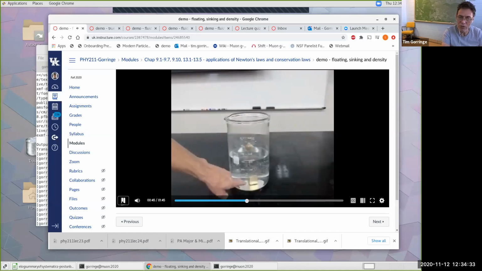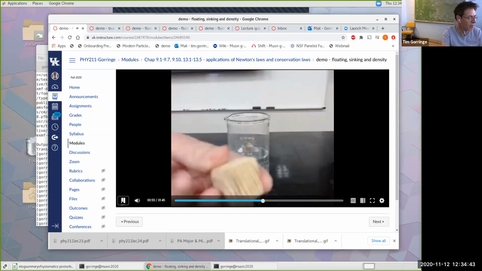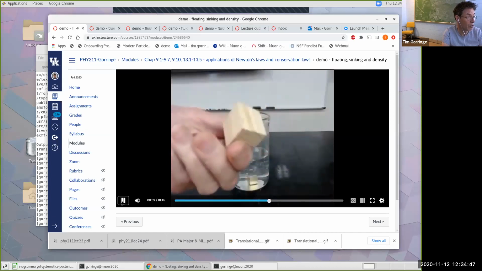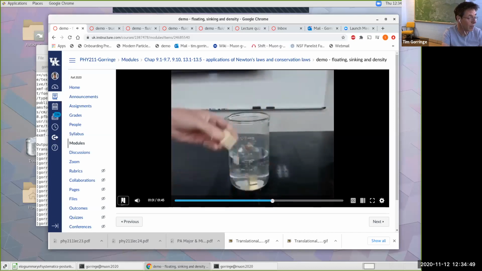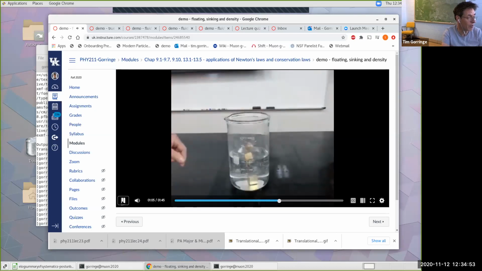So why did the gold sink? That's an interesting question. So we've got one object floating, the wood, one object sinking, the gold. I've got another piece of wood here. This was a piece of balsa, which is a very light wood. And I'm just going to drop that in, and that really floats right at the top there.